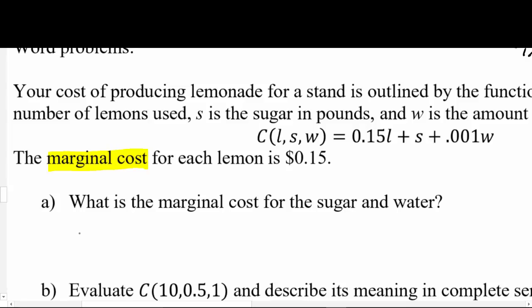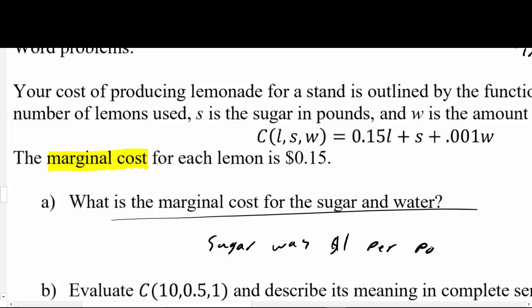All right, so we already talked through this. What is the marginal cost of sugar and water? The sugar was $1 per pound, and water was very, very inexpensive, but water tends to be that way in our country. $0.001, or 1/10 of a cent per gallon. Units are crazy important.